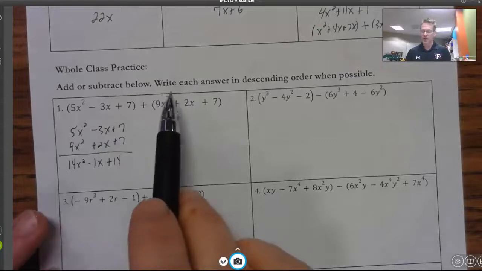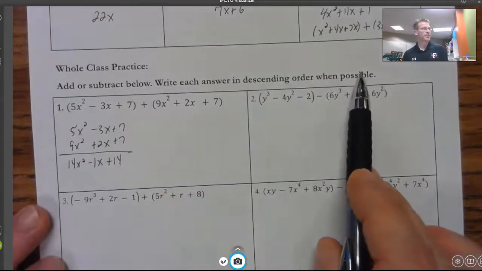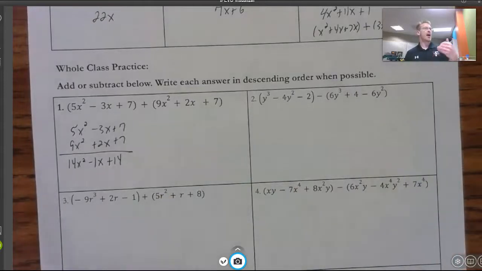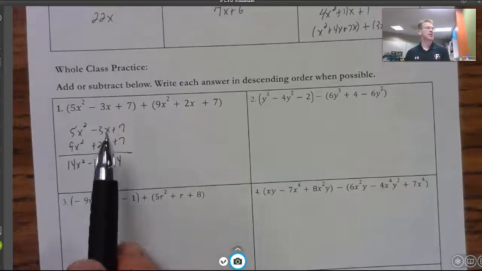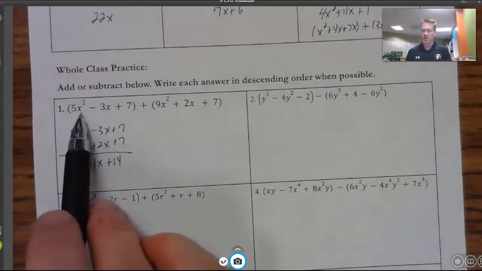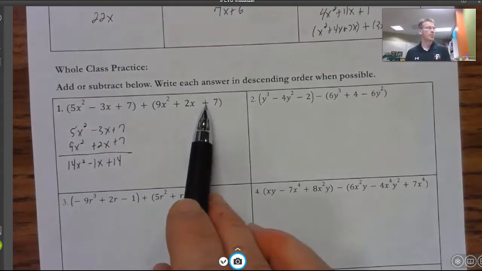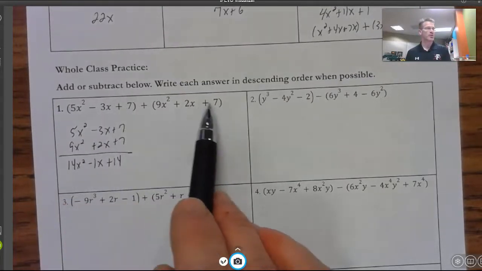Now, I'm going to go back to the directions here. It says write each answer in descending order when possible. Now, what that means is based on the power of your variable, we want to write it from the highest power of your variable to the lowest power of your variable. And that's another reason to stack these, because it allows you to stack them in order. And then naturally your answer in which you combine like terms will be in descending order, because notice the polynomials given to you both were in descending order. Power of 2, power of 1, no power. Power of 2, power of 1, no power.